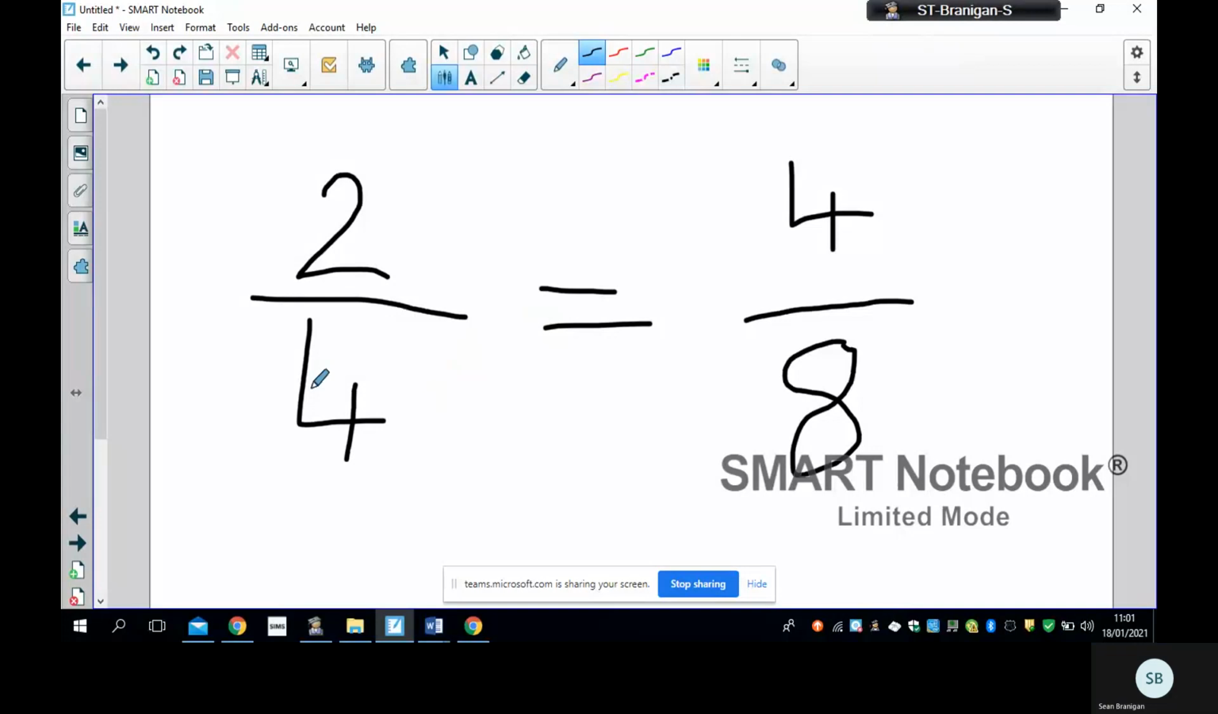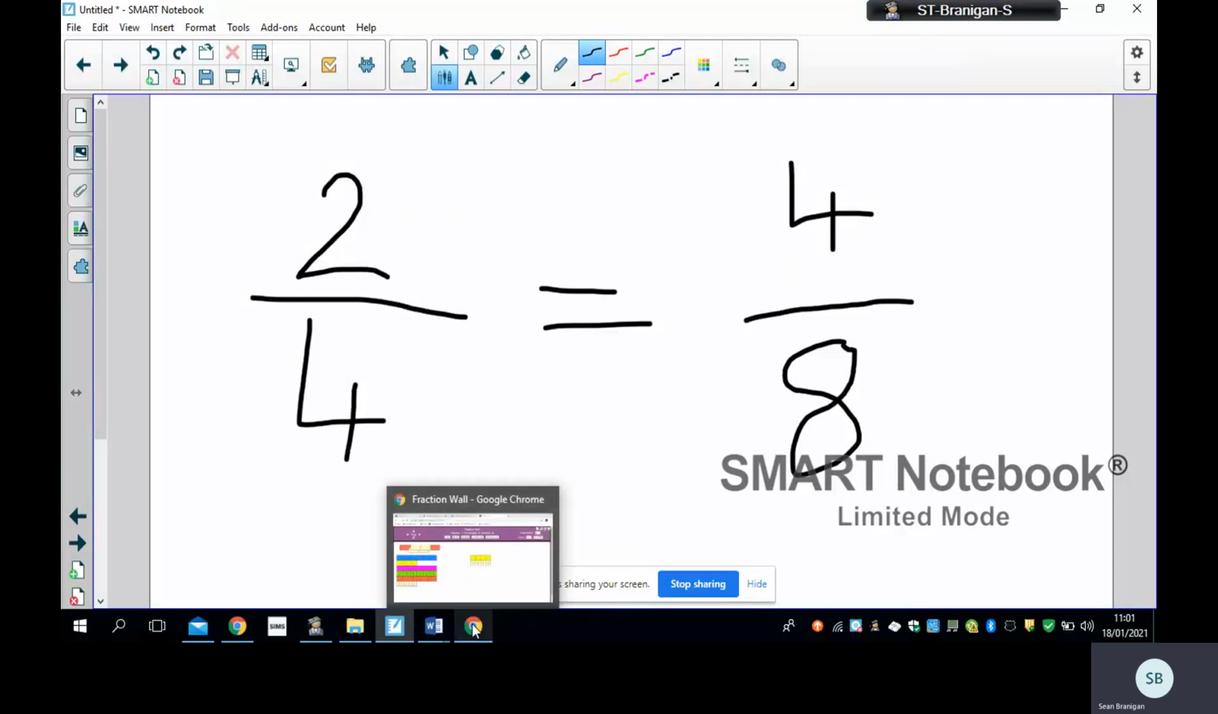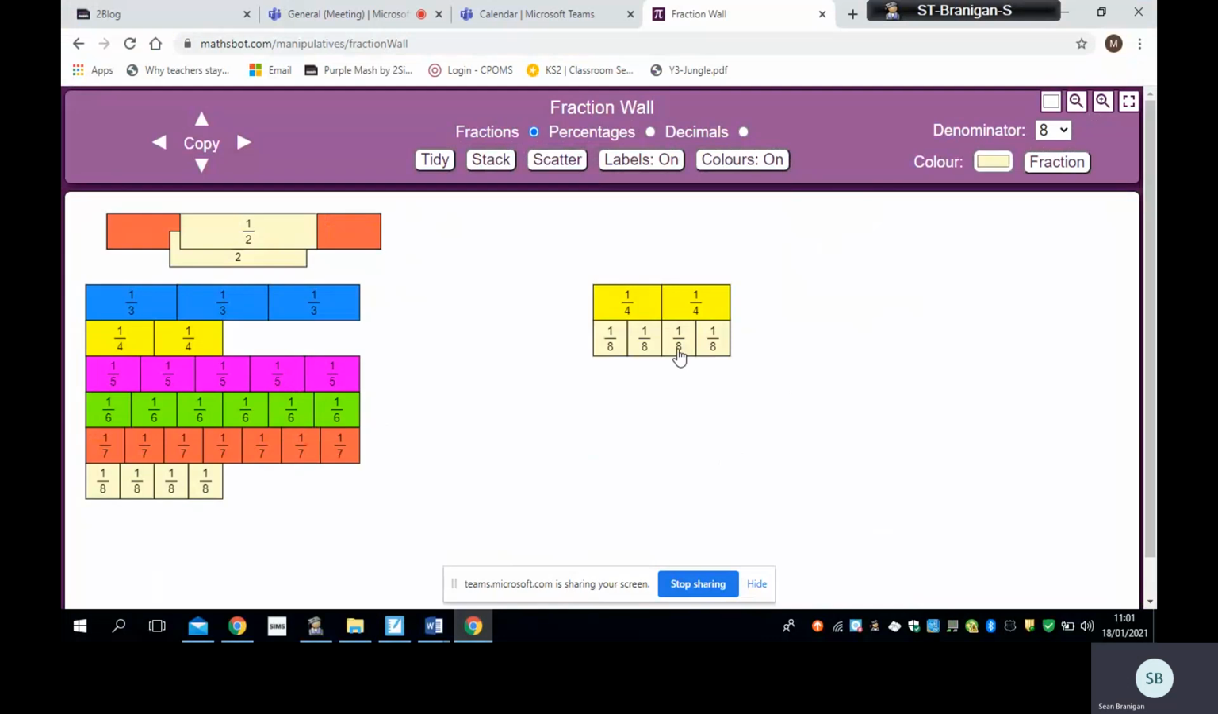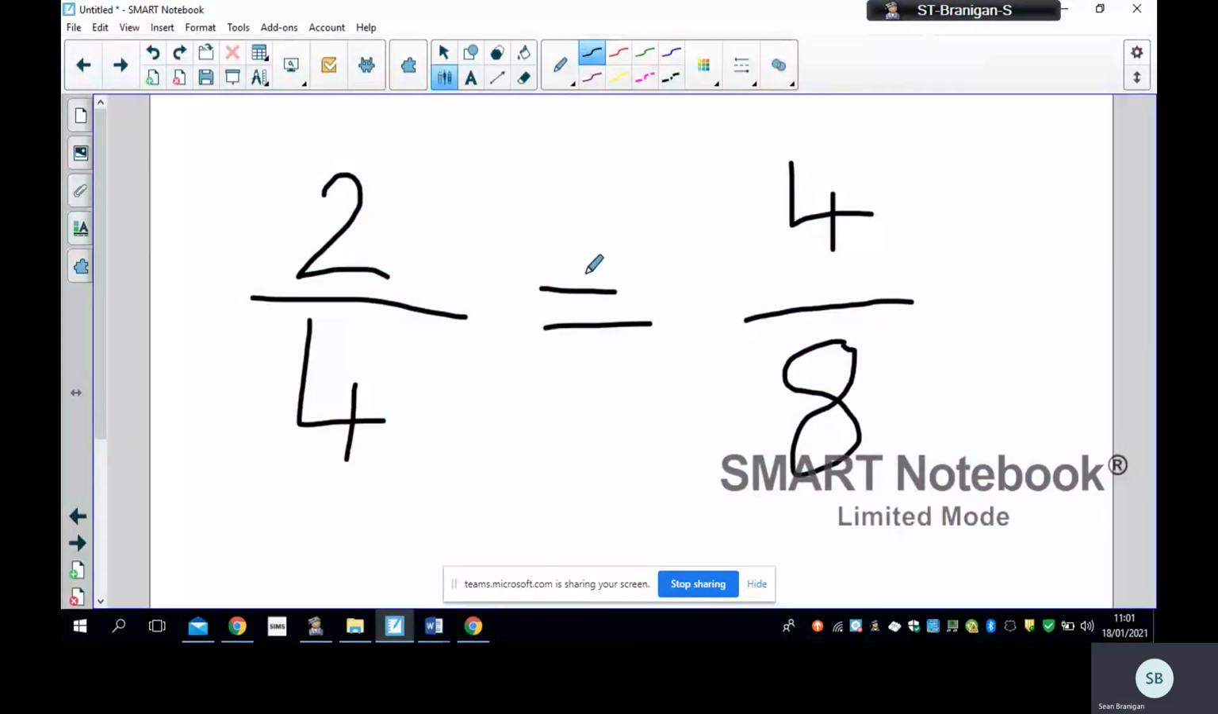As you can see, children, they are equivalent fractions. They've got different numerators and different denominators. The numbers are different, but they are equal. Remember I said last week, from the 4 to the 8, we've times by 2.